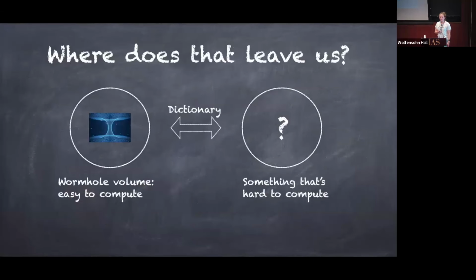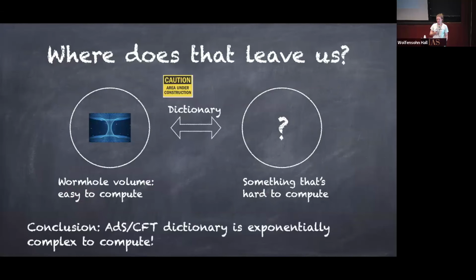Okay, so where does that leave us? Well, we have that the wormhole volume is easy to compute if the dictionary is efficient, but it's dual to something that's hard to compute on the CFT side. This thing is something like complexity, but it doesn't matter exactly what it is. We know that it must be hard to compute. And this gives rise to the conclusion that the ADS-CFT dictionary itself must be exponentially complex to compute. So this was the first attempt by computer scientists to use complexity theory to look at the properties of the ADS-CFT dictionary.